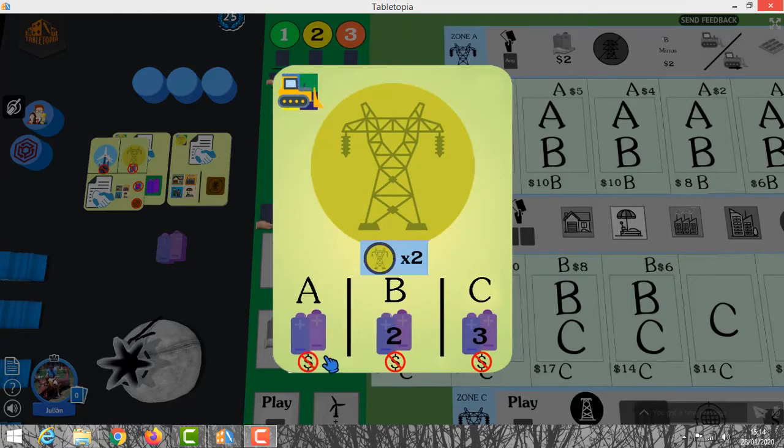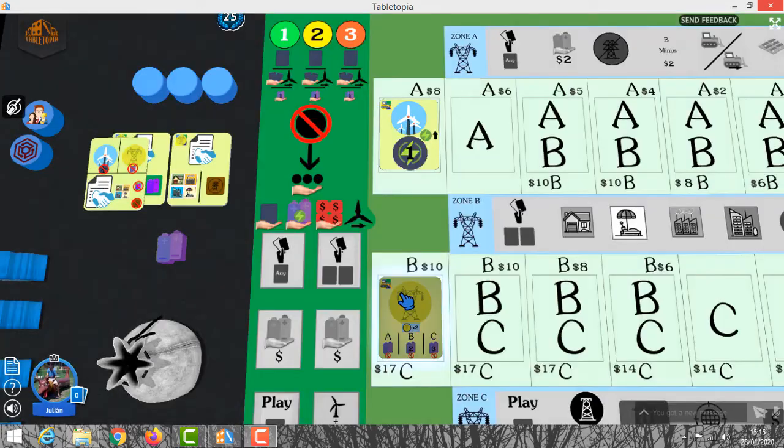The card says that we can pay for this action with batteries instead of money. So in zone A, if we choose to not pay in money, we have to pay 1 battery. In zone B, it costs us 2 batteries, and in zone C, it costs us 3 batteries. The payment cannot be divided between batteries and money. It must be fully paid in money or in batteries. So let's see how the action works.